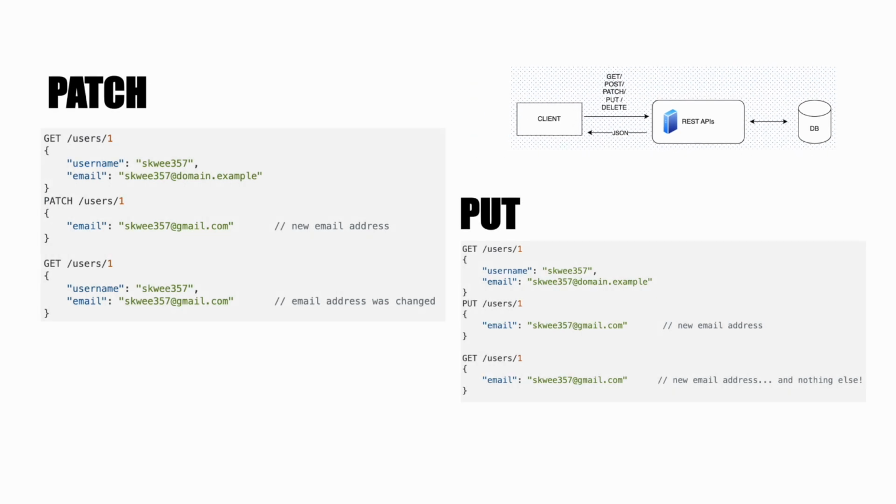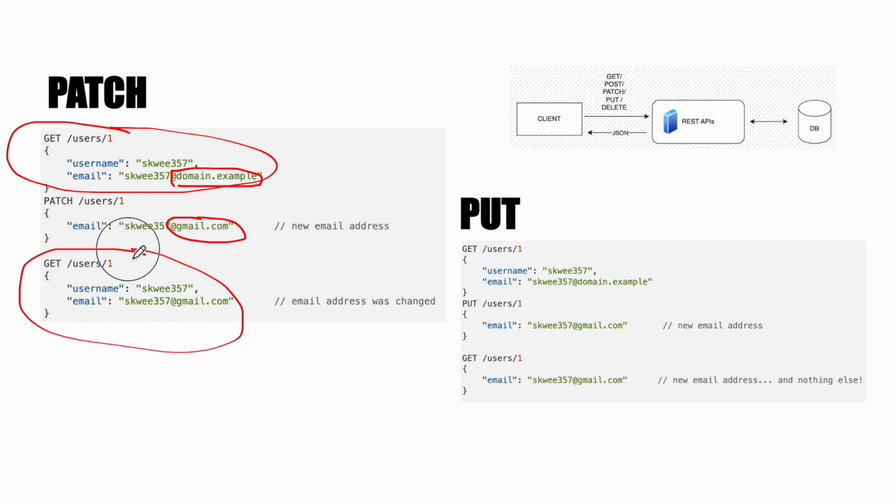Now let's quickly see the difference between PATCH and PUT with the help of an example. Here we have a resource with a username and email. Now I do a PATCH here. This has a wrong domain, so I'm changing it to gmail.com. That's where I use a PATCH to do the update. Post the update, I can see that the email is the only thing which is changed in the resource. So this is patching, updating a specific section of a resource.